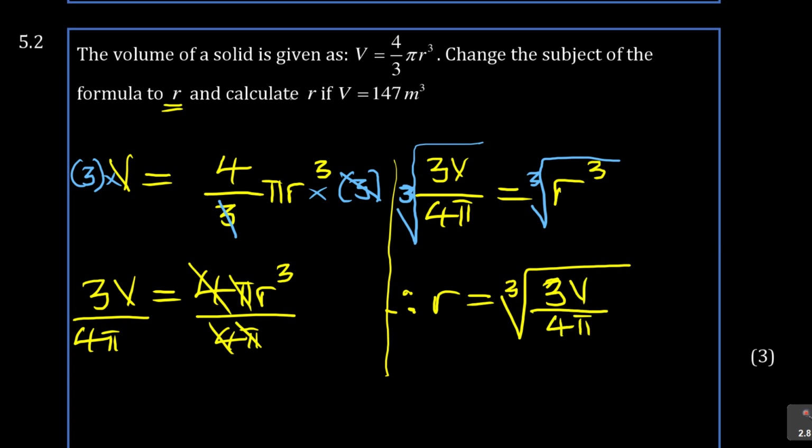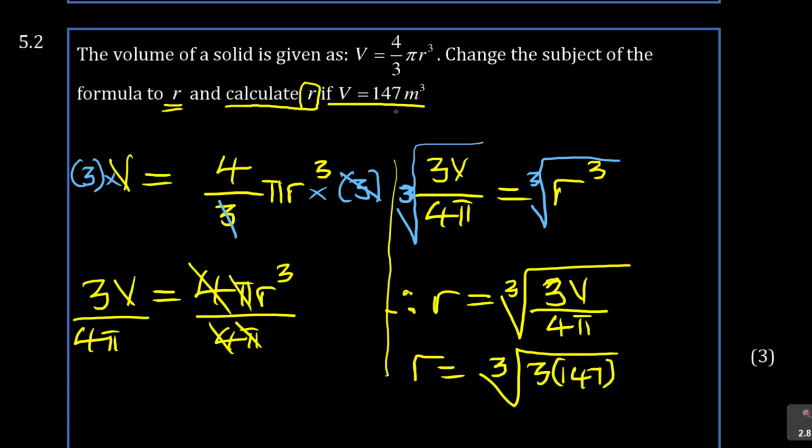You know? So that is the first part, to change the subject of the formula, and then they say calculate r. If v is that, then you come back and say, okay, r is equal to the cube root of 3 times 147. They told you your v, which is 147. See, there is your v. Then over 4 pi, and pi is just a number. Then that's when you can apply a calculator to get the final answer.